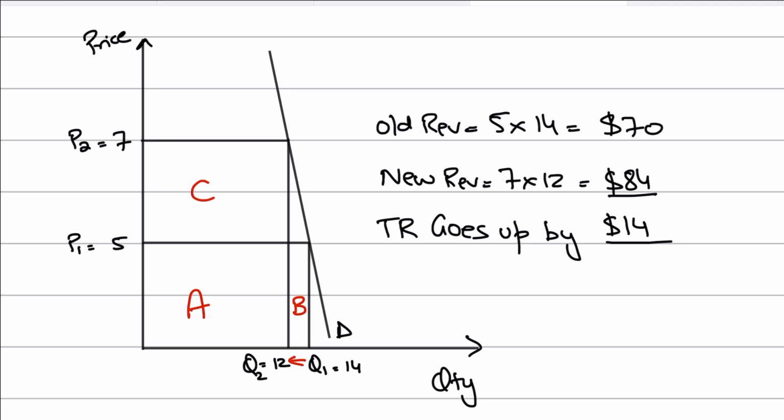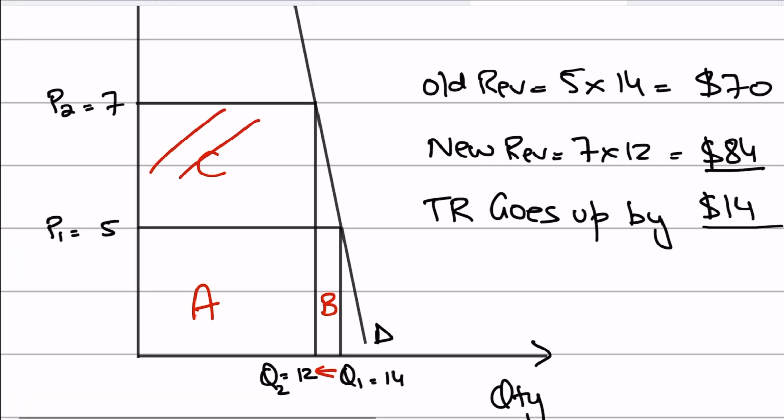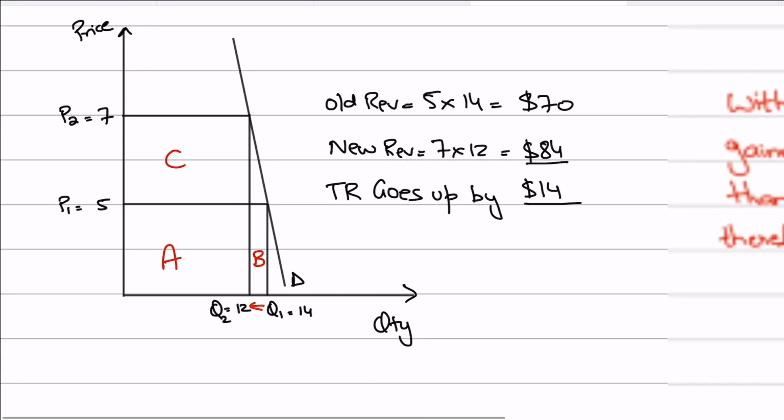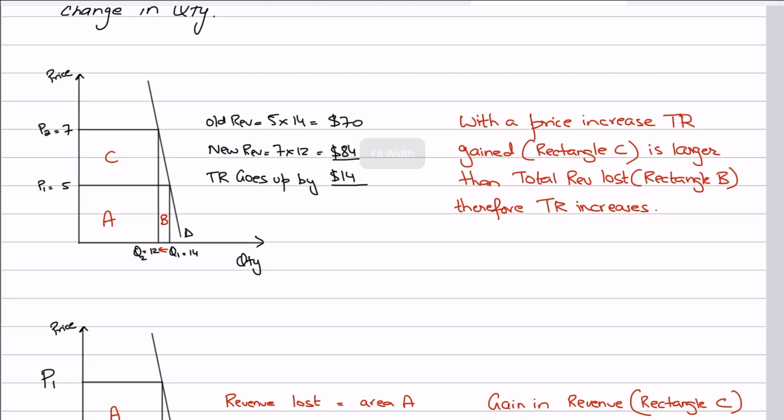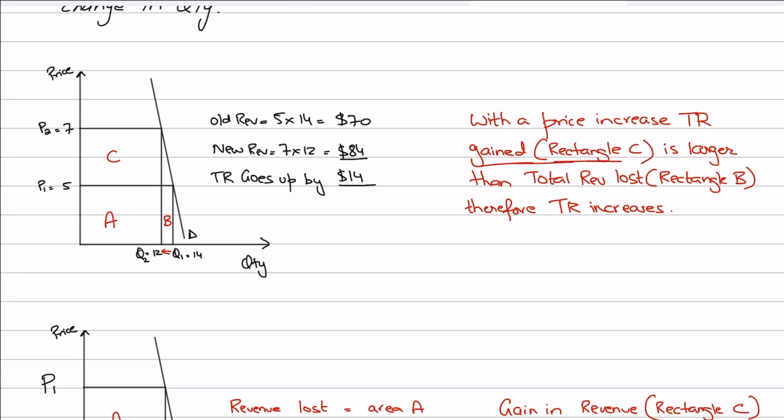The price is going up, so your revenues are going up, because the percentage increase in price is proportionately more than the percentage decline in quantity. So your price is actually bringing your overall revenues up. This area C, your gain in revenue, is offsetting and outweighing the decrease in revenue. That is exactly what I've written: with the price increase, total revenue gain, that is rectangle C, is larger than the total revenue loss, that is rectangle B. Therefore, total revenue increases, right? So it is in the best interest of the producer, if they want their revenues to go up, to increase the price if the demand is inelastic.